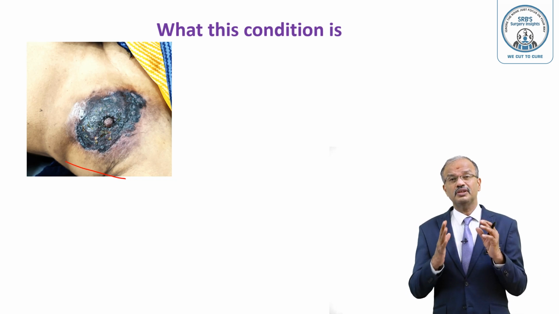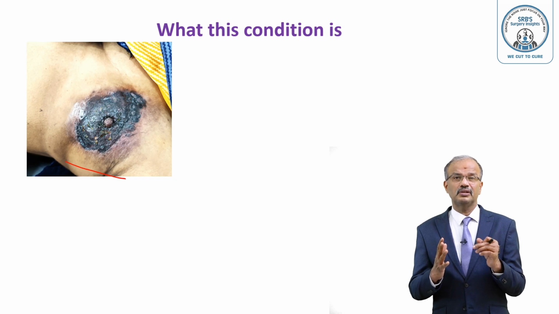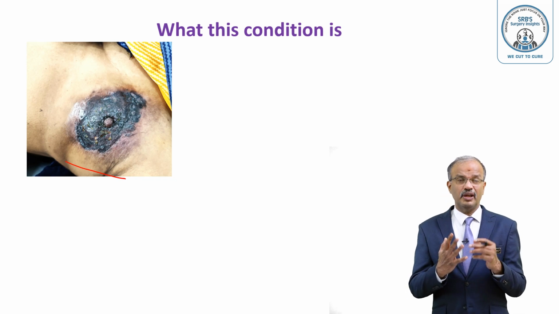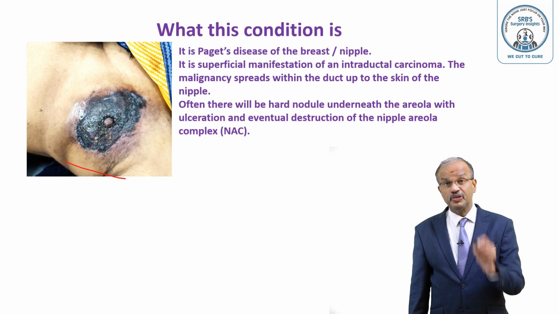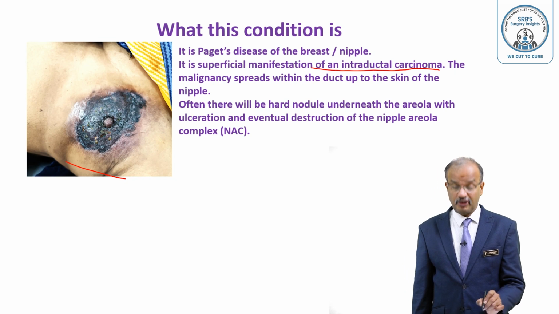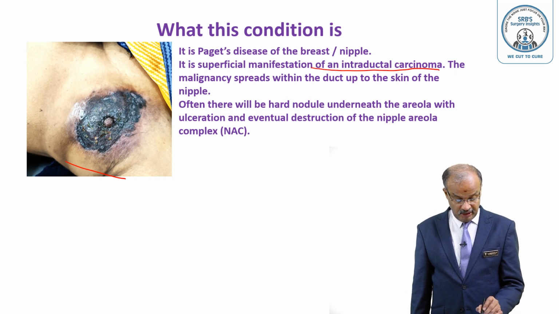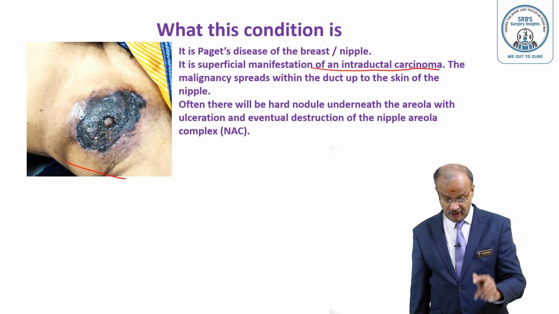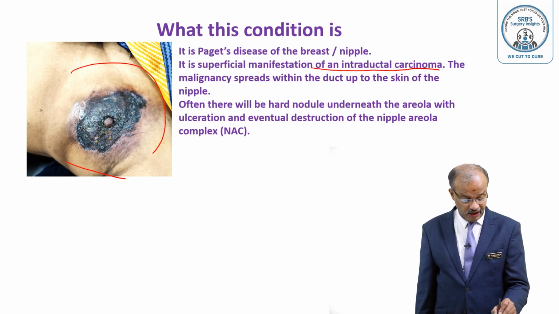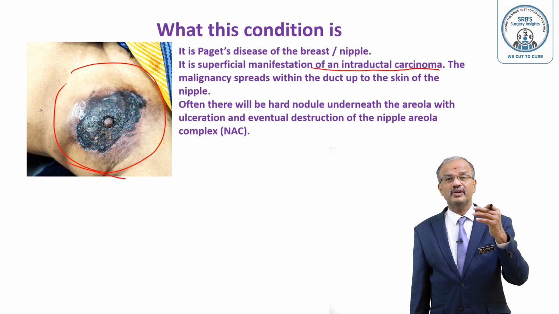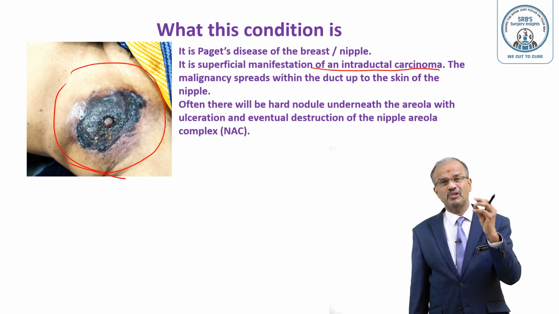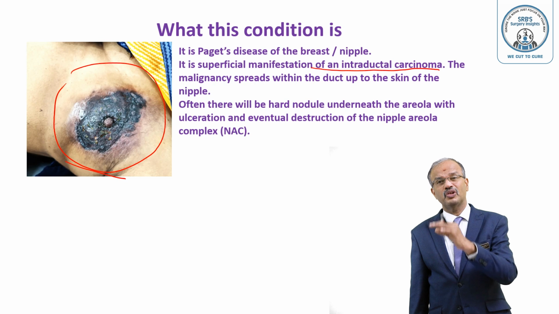Whereas Paget disease of the breast is a malignant condition, because the central compartment is basically involved, mainly the nipple and areola complex as such. So it is a superficial manifestation of an intraductal carcinoma. That exactly means it spreads along the duct up to the skin of the nipple. Often there will be hard nodules. Importantly, you have to palpate underneath: a hard nodule underneath the areola. Ulceration and destruction of the areola and nipple occur eventually. Sometimes the nipple is entirely destroyed and ulceration will be there. All those things are called Paget disease of the breast, and histologically they have special Paget cells. Of course, it is intraductal carcinoma, all those features will be there.